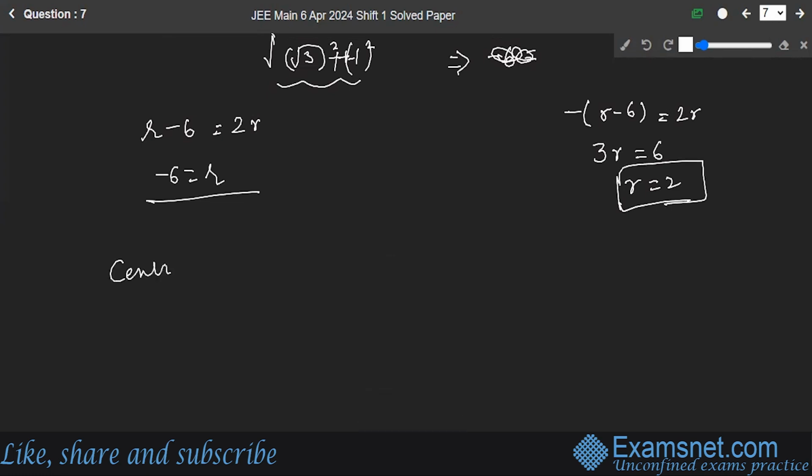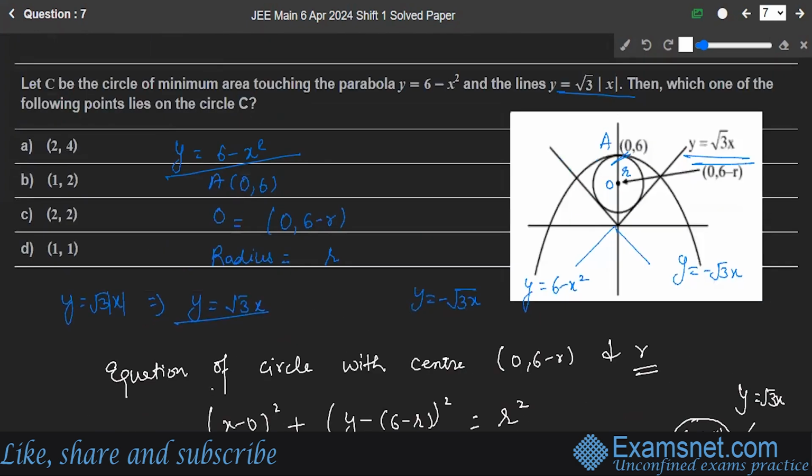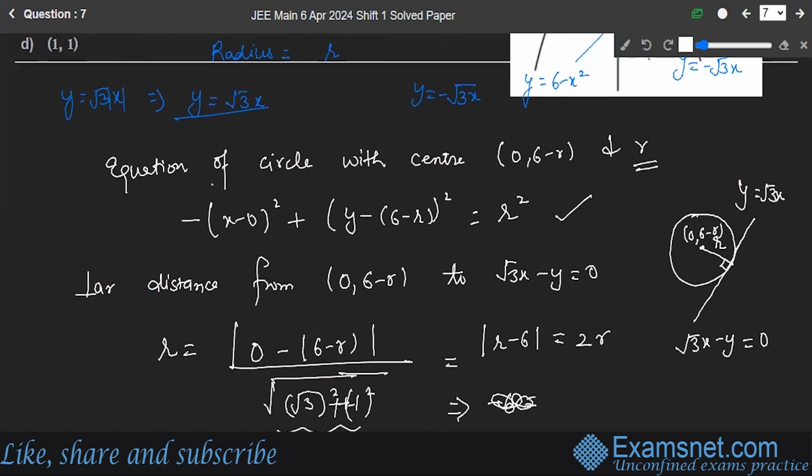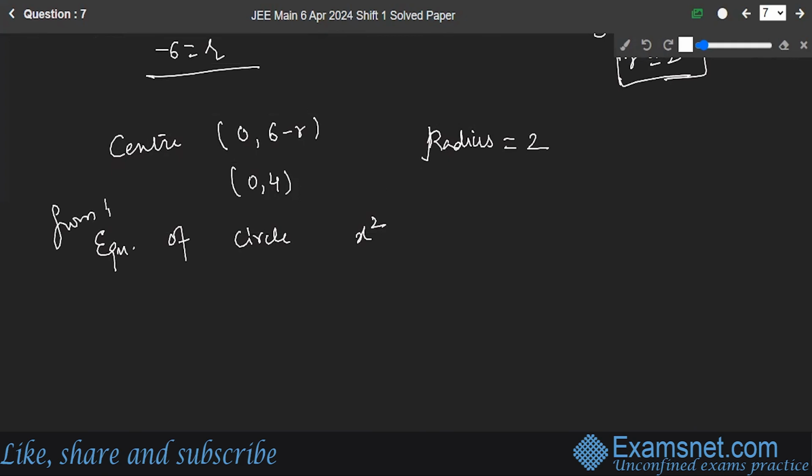So the center of the circle will now be given by 0, comma 6 minus r, that will be equal to 0, comma 4. And we just calculated that the radius is equal to 2 in this case. Okay, now what is the equation of the circle? The equation of the circle, we just made it in the beginning. That was given by, where is it? Yes, this was the equation of the circle. So the equation of the circle, from 1, was x squared plus y minus 6 minus r, which is 4, squared, is equal to 4. This is the equation of the circle.